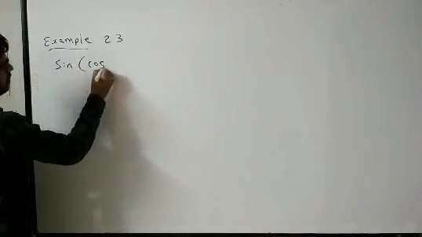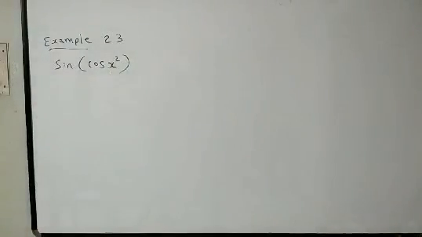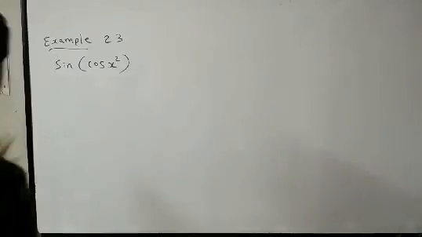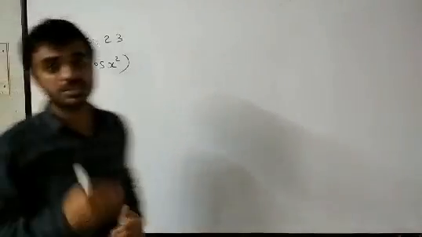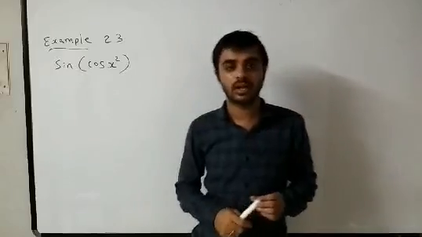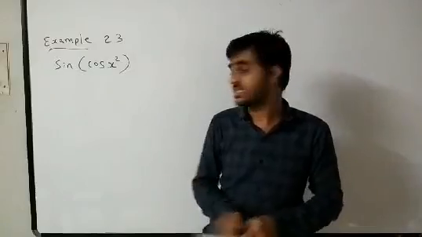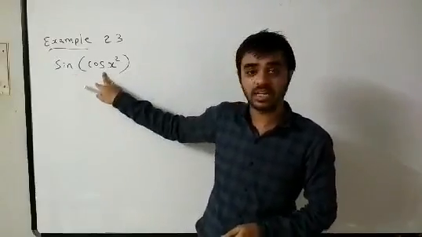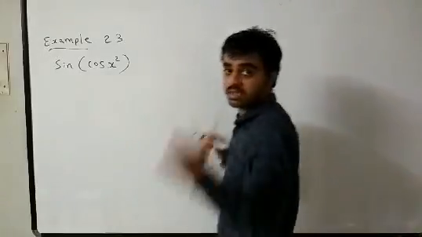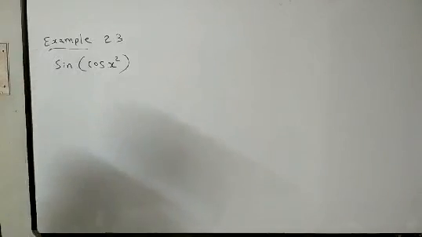Sine of cos x square. We have to differentiate this function, sine of cos x square. First of all, how are we going to do that? Here you know that the derivative of sine is cos, but instead of x they have given cos x square. Yesterday we did the sum to find the derivative of cos x square, but now it is given sine of cos x square.